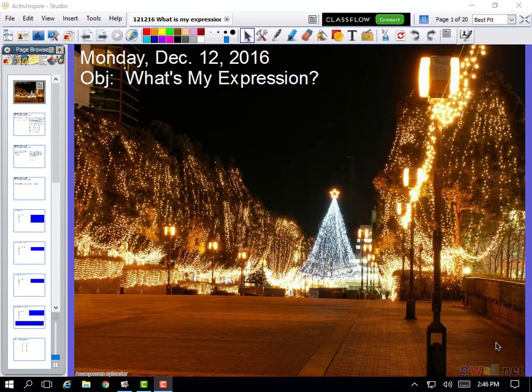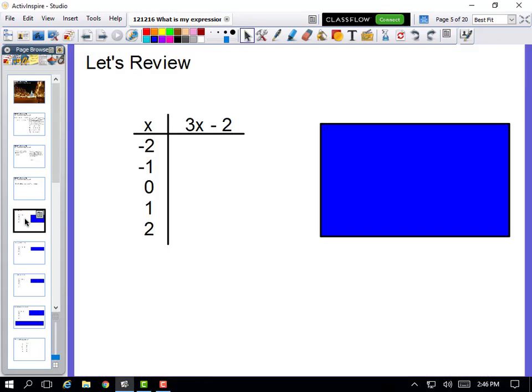Today we're going to talk about what's my expression. What that means is, last week when we talked, we were taking T-charts and we were evaluating expressions within a T-chart. Okay, so if you remember correctly, we've had several things with these expressions. I've given you several values: A is equal to 5, B is equal to 6, C is equal to 7, and gave you several expressions to work with those static values. Okay, and we had to evaluate those.